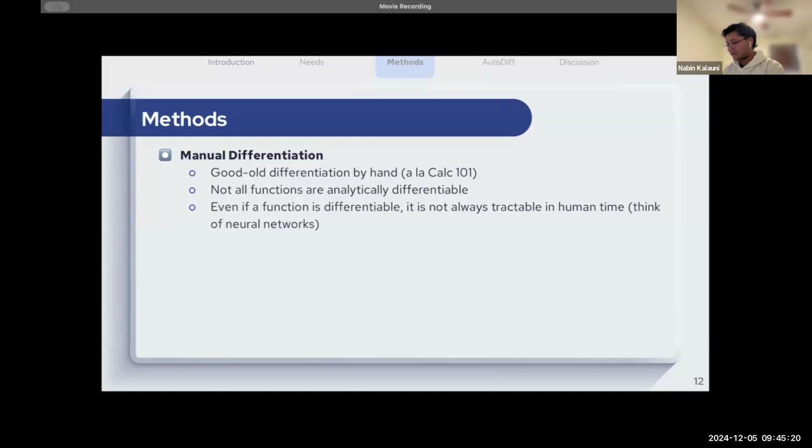Sure, no problem. As I was saying, even if you can calculate derivatives by hand, it's not always practical. For example, even in neural networks, you could theoretically do all the derivatives by hand and then feed this big, massive expression to your program. But again, it's not a very neat way of doing things.